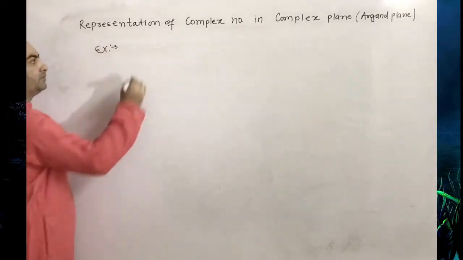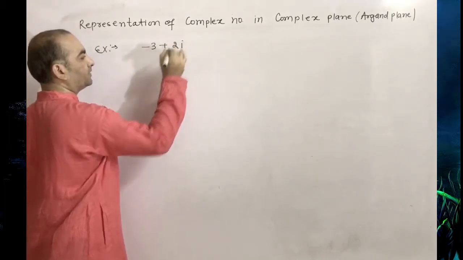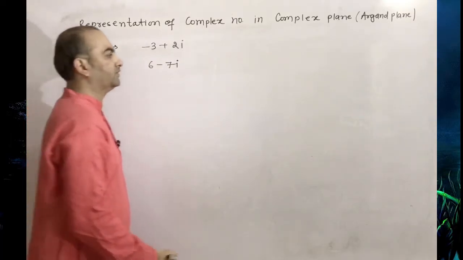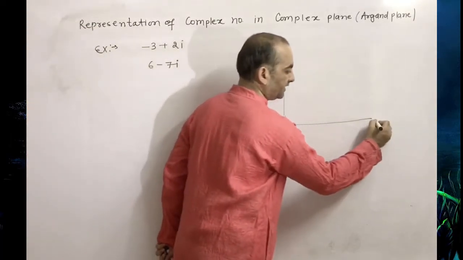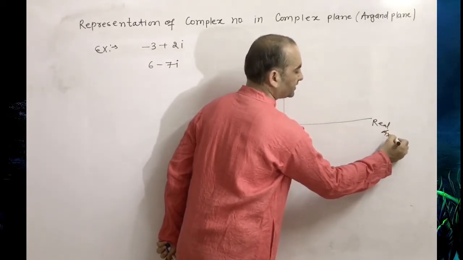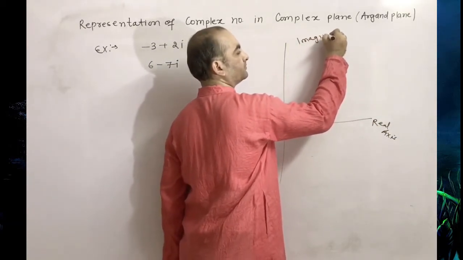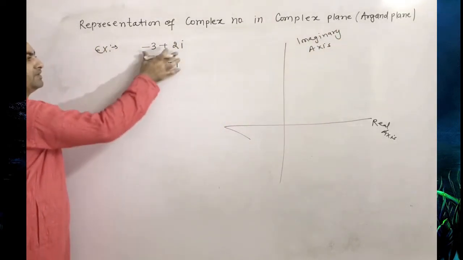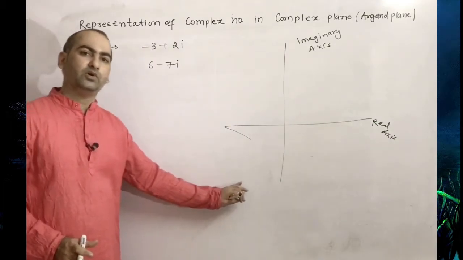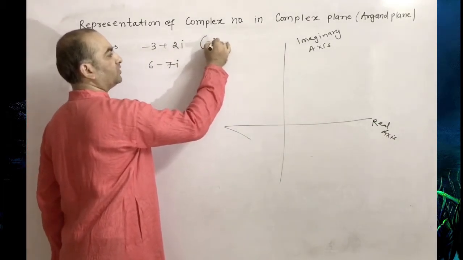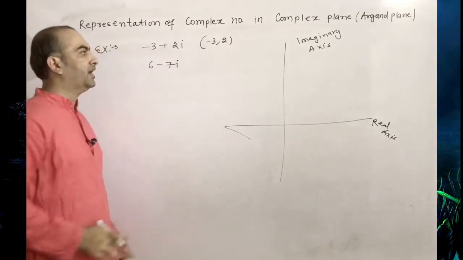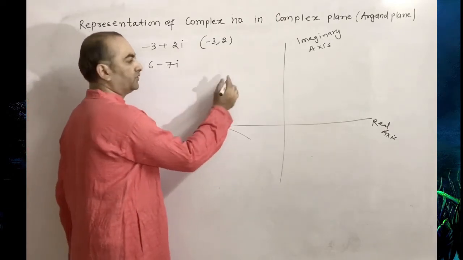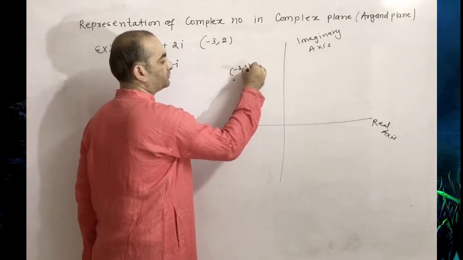For example, if you want to denote minus 3 plus 2 iota and 6 minus 7 iota in a complex plane. Okay, so we'll take complex plane. This one is real axis, and this one is imaginary axis. Okay, so this complex number we will denote in this plane as an ordered pair. So ordered pair is what? Minus 3 comma 2. Okay, x coordinate is minus 3, and y is 2. So x is negative, y is positive. So which quadrant will come? Second quadrant. So here will come minus 3 comma 2.